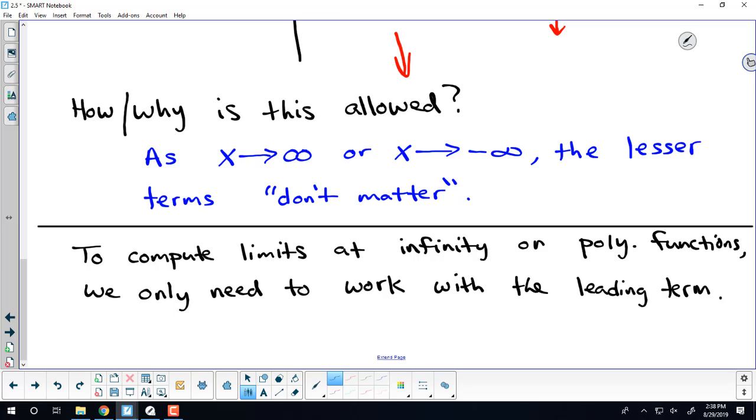It's not the other way around. Working with limits is what implies the leading term test, not the other way around. So really, does anyone have any questions at this point?